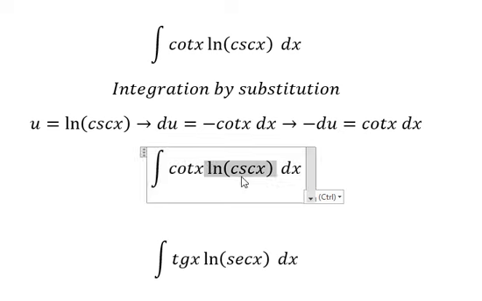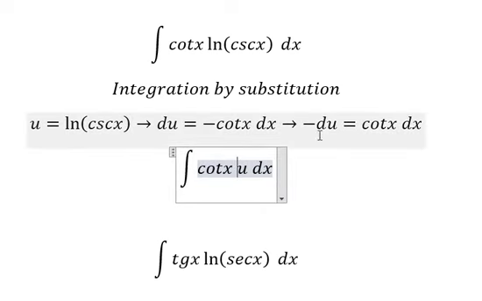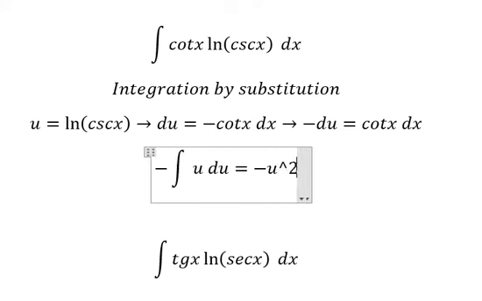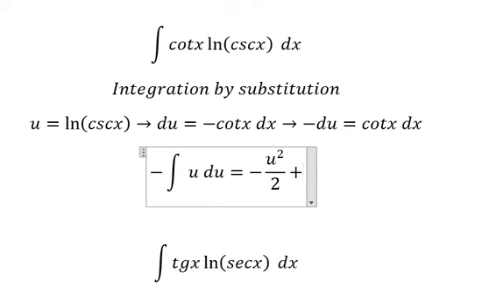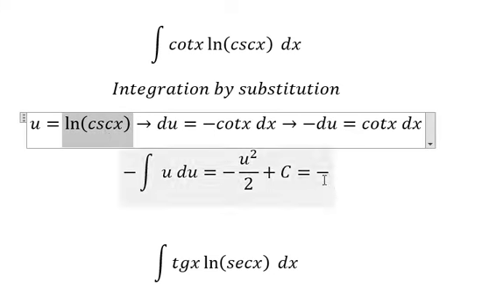This one we change by u. Cot x dx we change by negative du. The integration of u, we have u squared over 2, and I will put plus c. About u, that is this one.